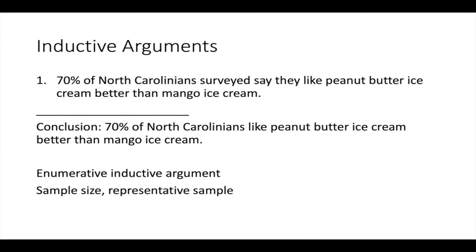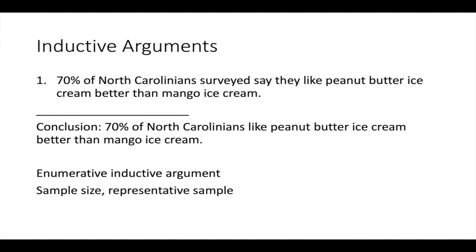So it would be much better to call people at random, to choose people at random of all assortment of ages if we're drawing a generalization about all North Carolinians. Okay, so that's why our sample has to be representative as well as large enough.